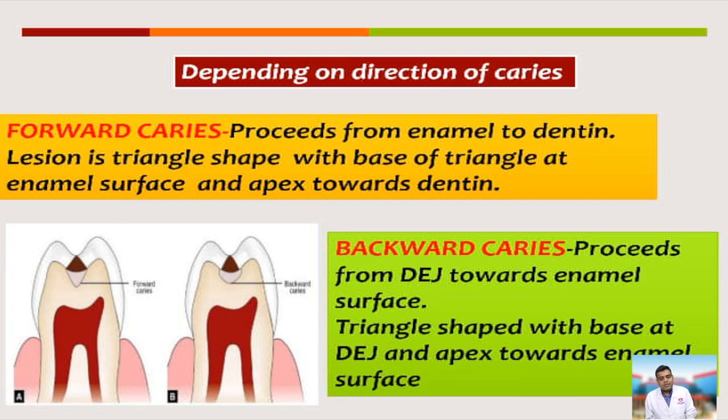Depending upon the direction of the caries, we have forward caries and backward caries. Forward caries proceeds from the enamel to dentine. So in this caries, the caries cone, that is triangle in shape, is bigger in enamel than dentine. Backward caries proceeds from the DEJ towards the enamel. So if we see the caries cone, it is bigger in the dentine than in enamel.